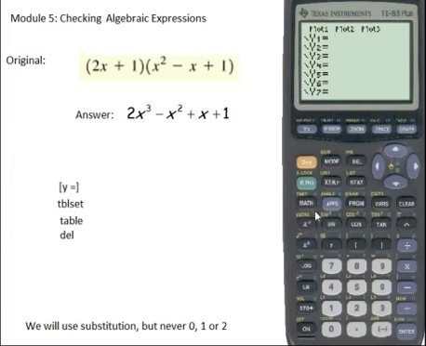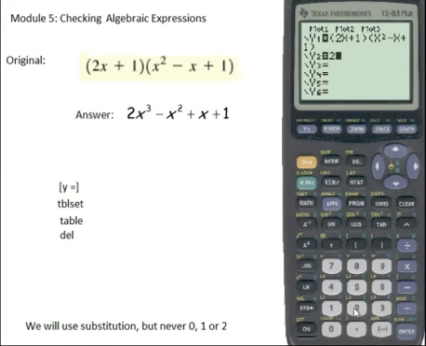Alright, let's go put the original in. Open parentheses, 2x plus 1. Close parentheses, open another parentheses, x squared minus x plus 1. Close parentheses. And then go to y2 and put your second expression in, which is your answer.